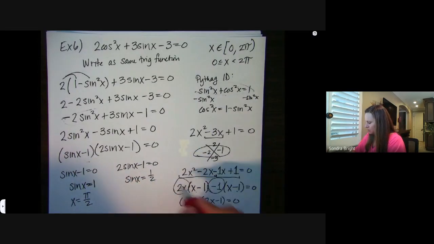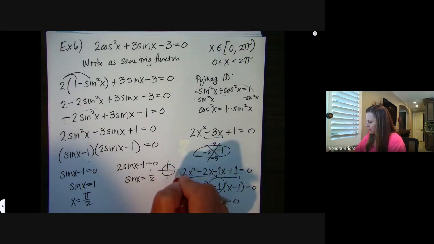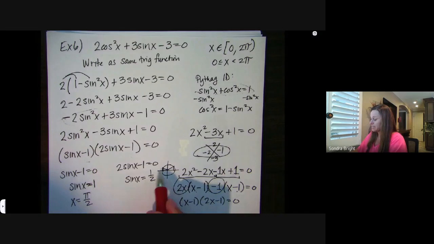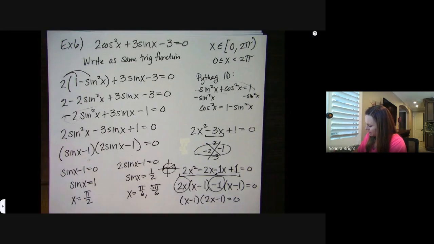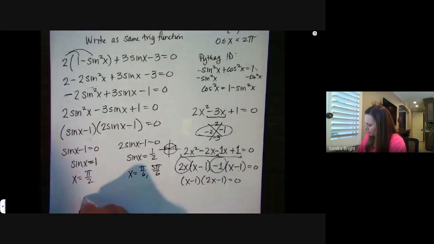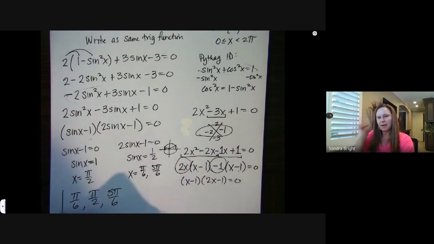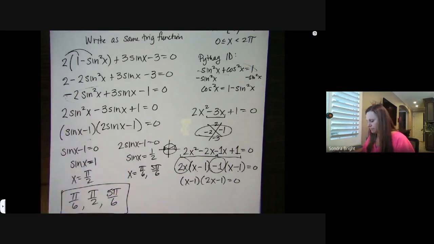Where does that happen? That's short triangles, right? But sine is positive here and here. So 30 degrees and 150 degrees, but in radians, pi over 6 and 5 pi over 6. And so your answer is pi over 2. I guess if you do it in order, it'd be pi over 6, pi over 2, and then 5 pi over 6. In order, like as you go around the circle counterclockwise.